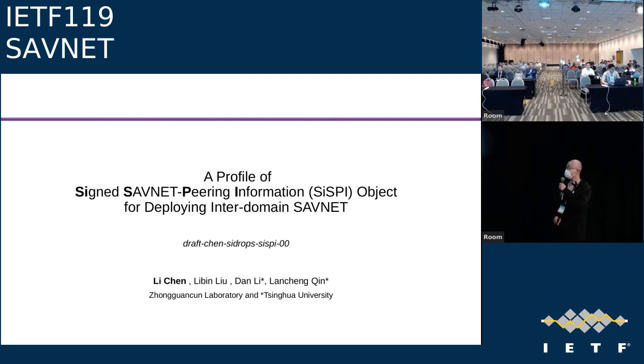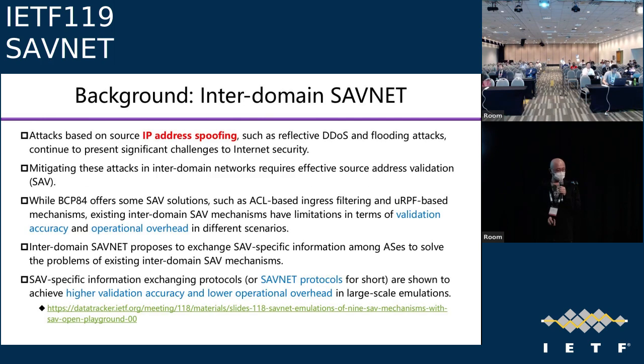Okay, I'm going to introduce our design of the signed Savnet peering information object for deploying inter-domain Savnet. I'm Li Chen. I'm presenting on behalf of my co-authors. So the background for inter-domain Savnet is as follows. The attacks based on source address spoofing still present significant challenges to internet security. And to mitigate these attacks, we need SAV. And there are already existing solutions, but they all suffer from validation accuracy and operational overhead issues.